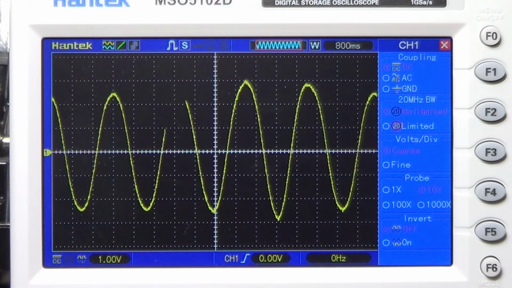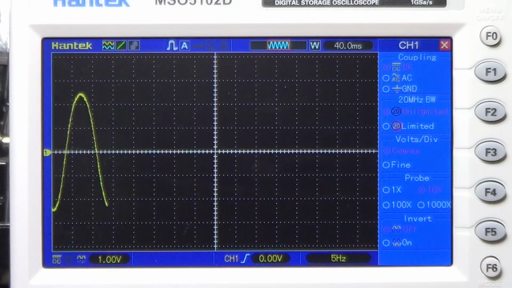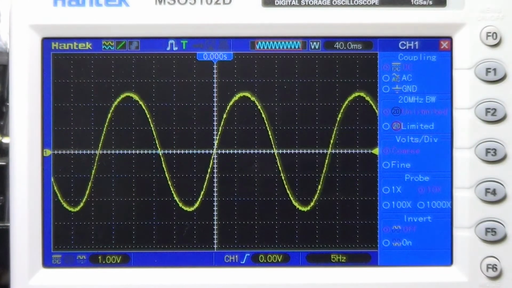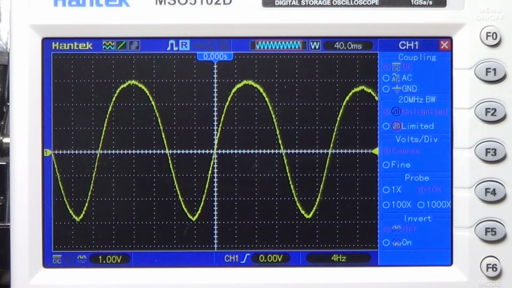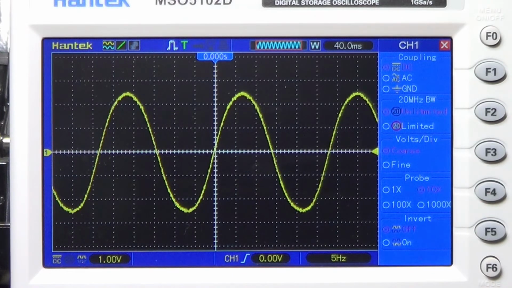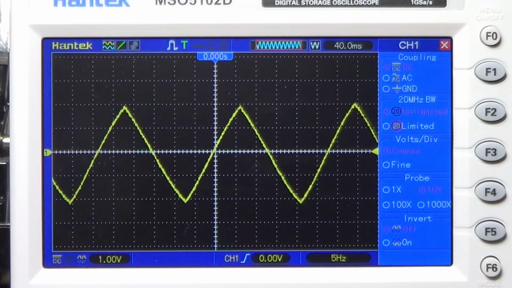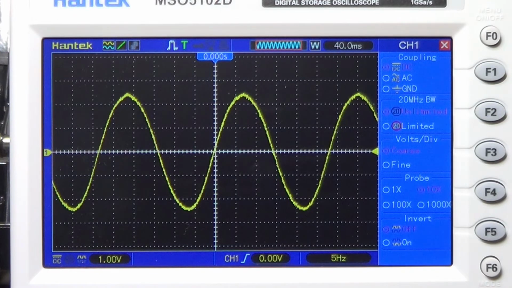So let's increase the frequency a little bit so I can adjust it properly. So first let me adjust the symmetry one more time. Okay, and then the shape with the other twin pot. Okay, this should be kind of good.